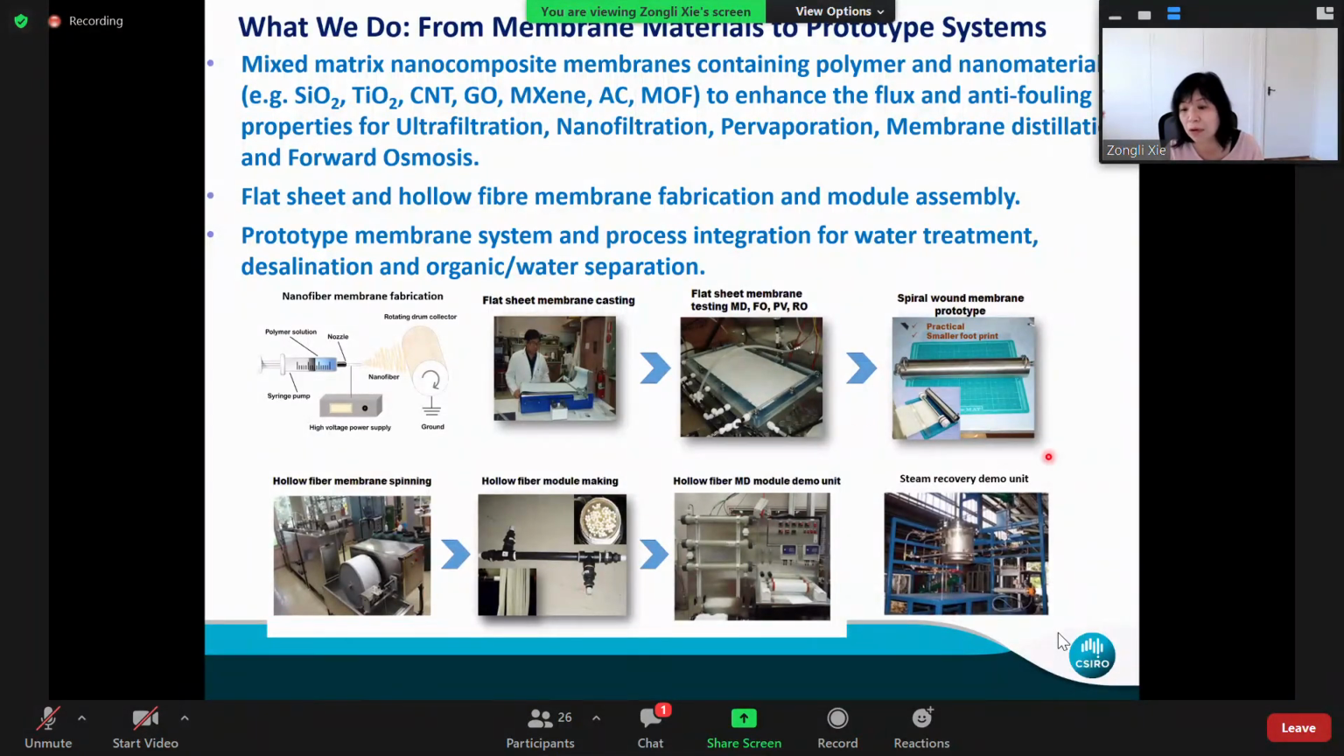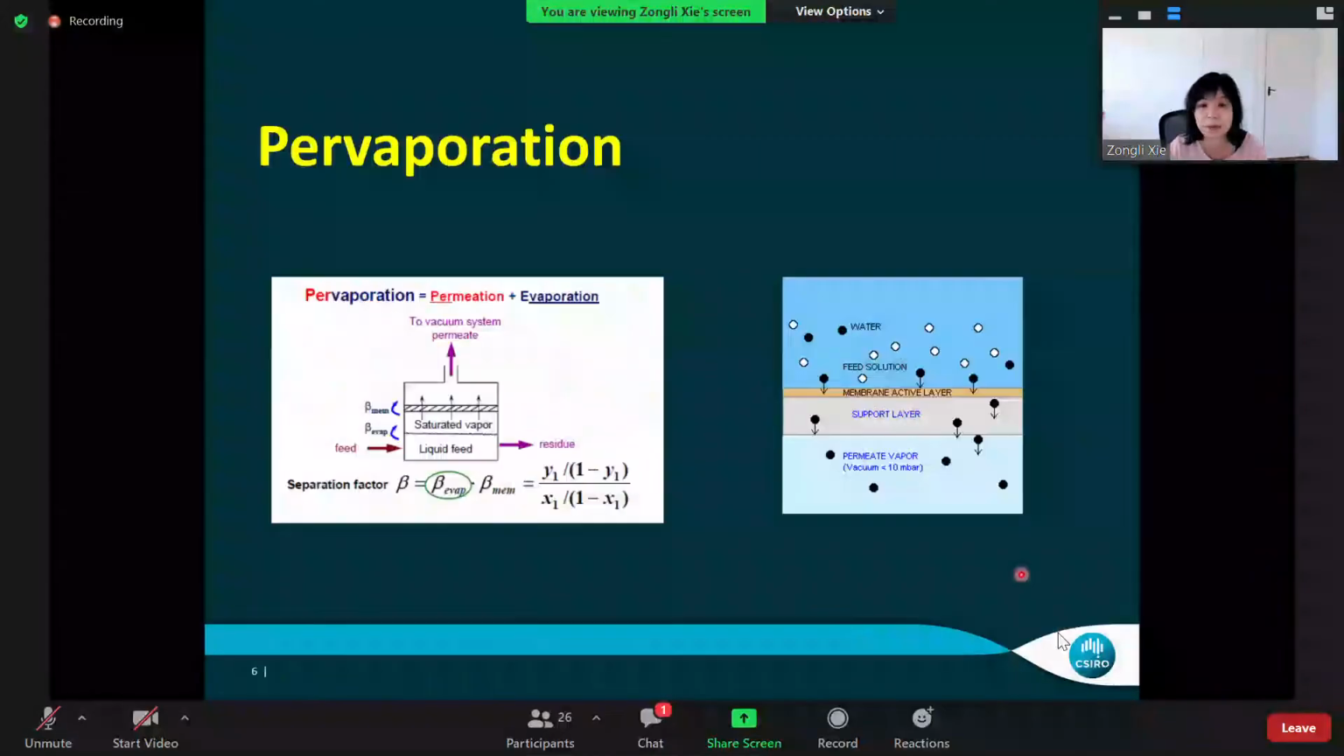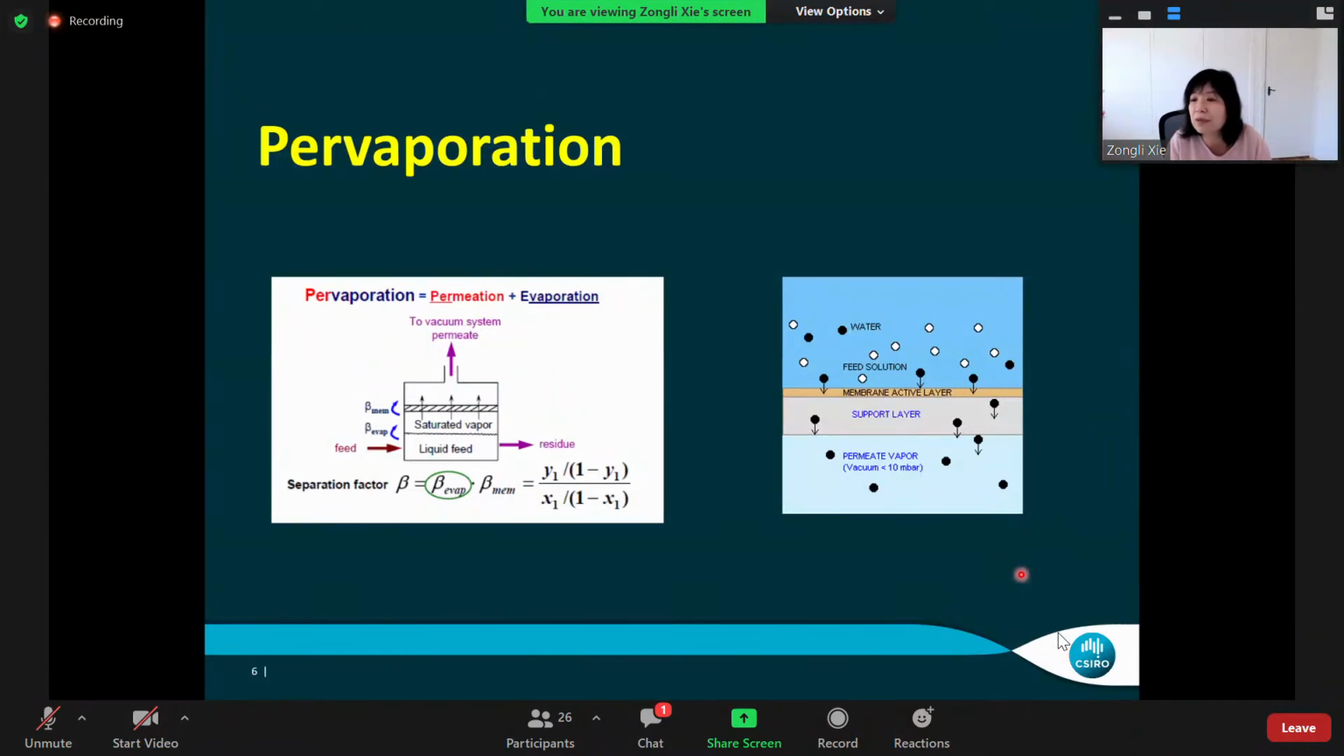And then we can make it into a module, spiral wound or hollow fiber, and then we can make the prototype system to do some demonstration. We utilize the system to evaluate desalination, water treatment, or organic water separation applications. So today I just want to share a few membrane areas we have worked in over the past, I would say, 10 years: evaporation, membrane distillation, and forward osmosis. So I'll start with the evaporation.